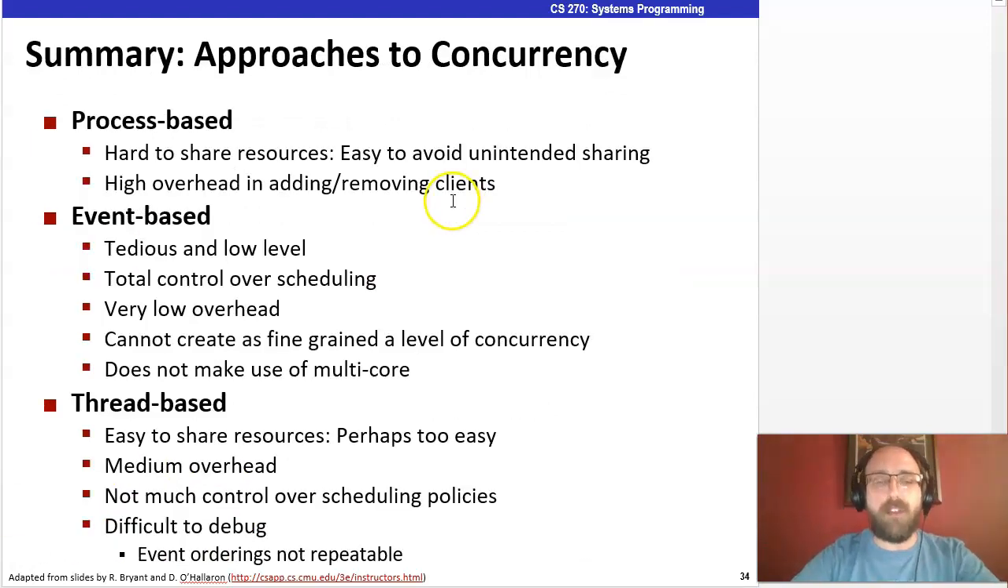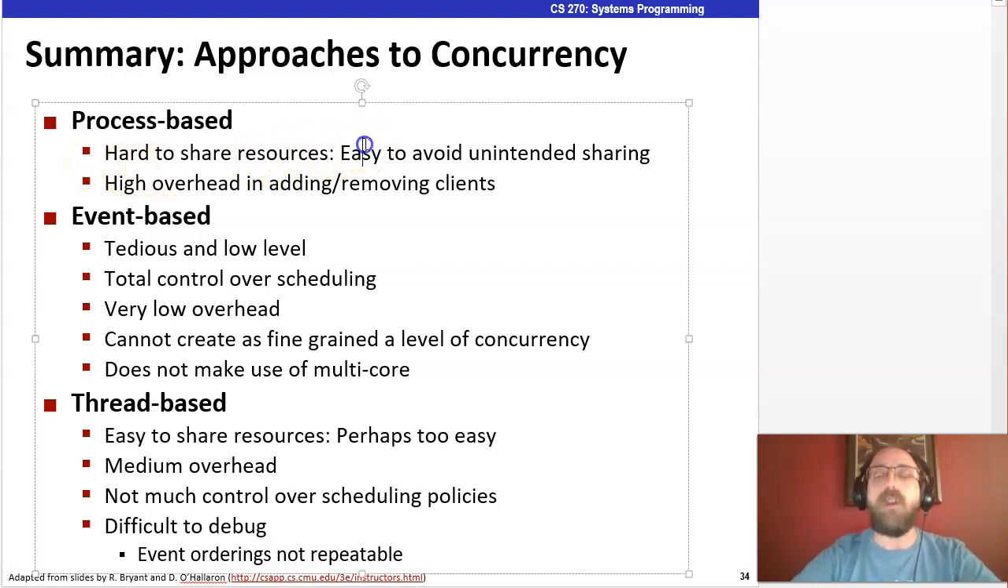So again, as a summary, the different approaches we have to concurrency in a server are process-based concurrency, which makes it hard to share resources, but the flip side of that is we're not going to have any unintended sharing, at least unless we work for it. There is a fairly high overhead in handling a new client coming in, because we do have to create a new process. Event-based concurrency is kind of tedious and low level to implement, but the programmer has total control over what's going on. We can decide what order we handle things in.